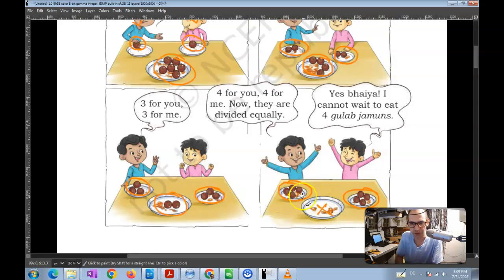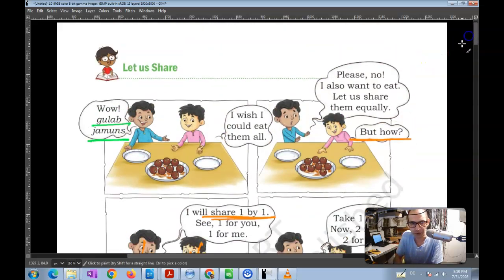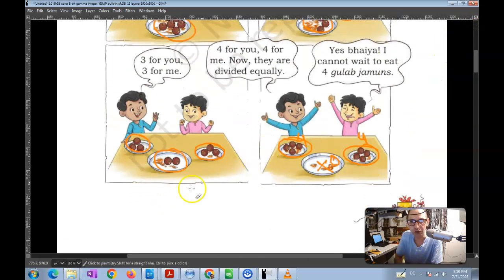So now four gulab jamuns are over here, and four gulab jamuns are over here, and zero are over here. When you're left with zero, that means that the division is completed, right? We started with 1, 2, 3, 4, 5, 6, 7, 8 gulab jamuns, and each has now gotten 4 gulab jamuns. So 2 times 4 is equal to 8, which is the number that we started with, right?